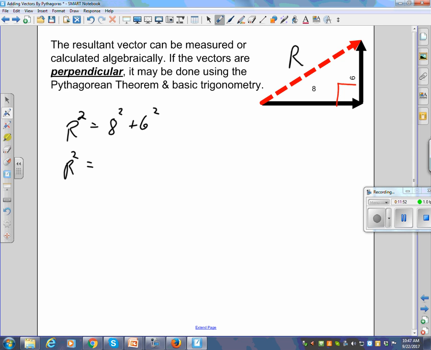Now, how many steps do you need to write out here, do you think? 64 plus 36, R squared is equal to 100, R is equal to square root 100, R is equal to 10. That seems like a whole lot of steps to me. Can we condense that down, do you think?